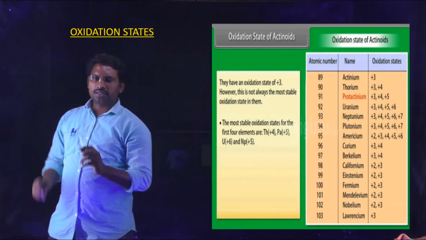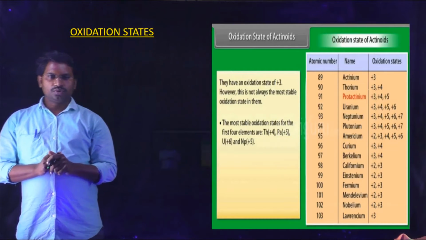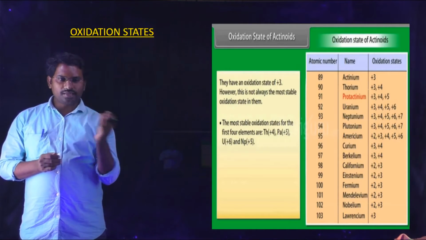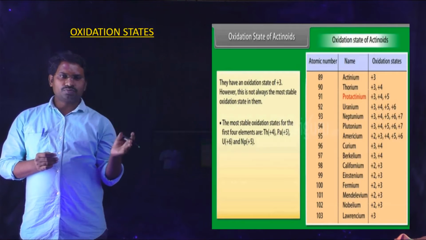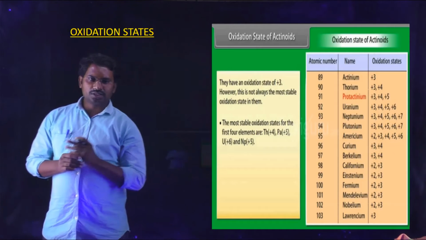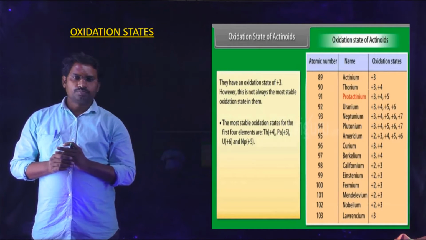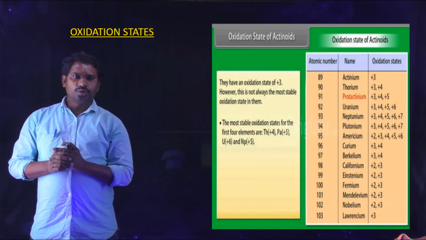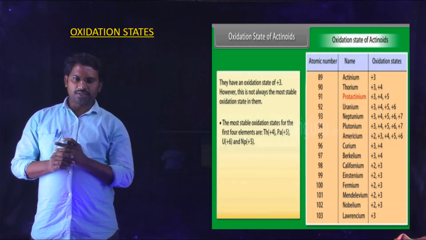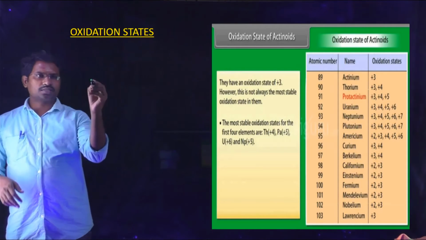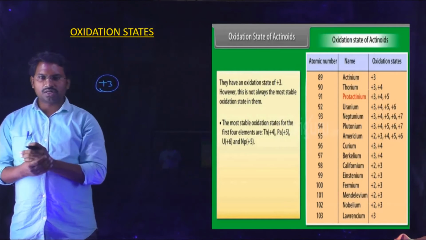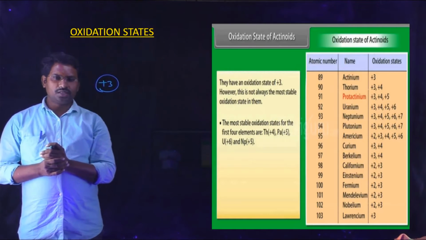Oxidation states of actinoids. Look at this table. Actinoids from actinium to lawrencium exhibit +3, +4, +5, +6 and a maximum of +7. In the case of actinium, +3 state; thorium, +3, +4; protactinium, +3, +4, +5; uranium, +3, +4, +5, +6; neptunium, +3, 4, 5, 6, 7, like that. The most stable oxidation state possessed by them is the +3 oxidation state. This is the general oxidation state exhibited by the actinoids.